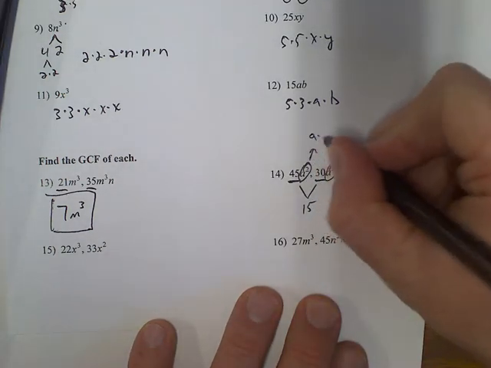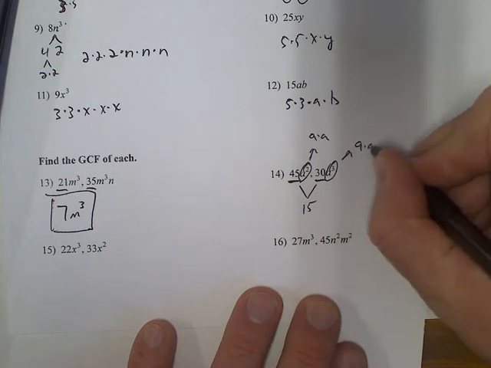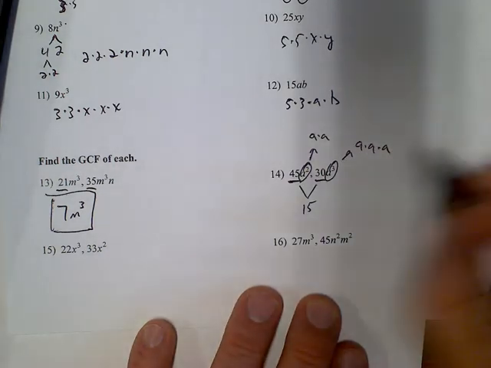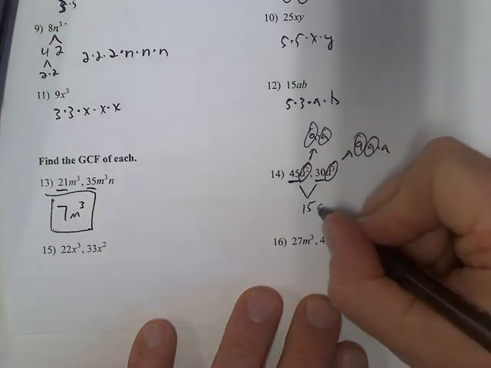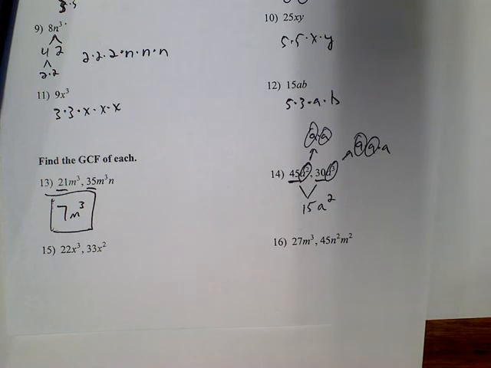So let me show you even more detail. So this is what it would look like. So how many A's do they have in common? They've got one A, two A's. So they only have two A's in common. So that's how we would write that.